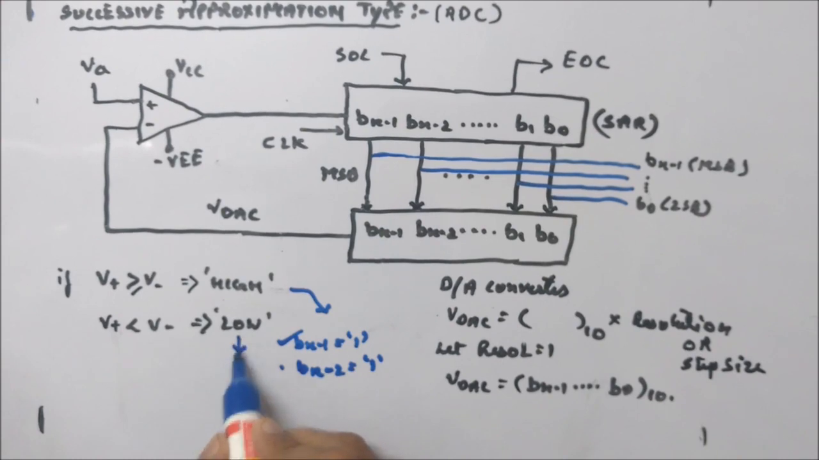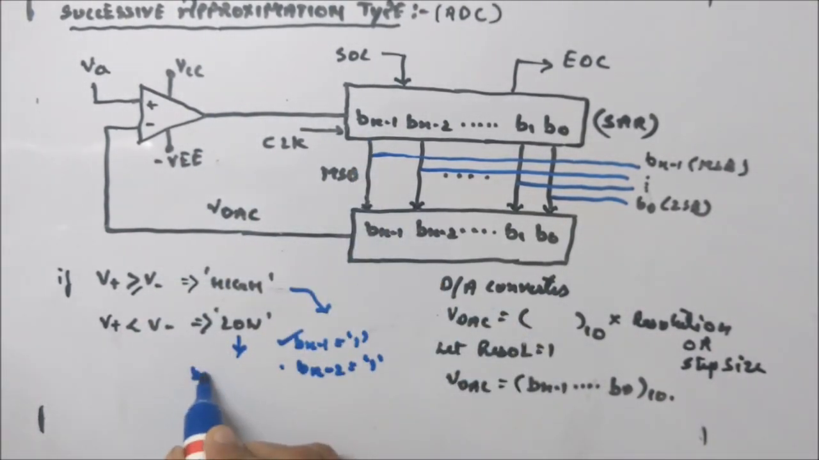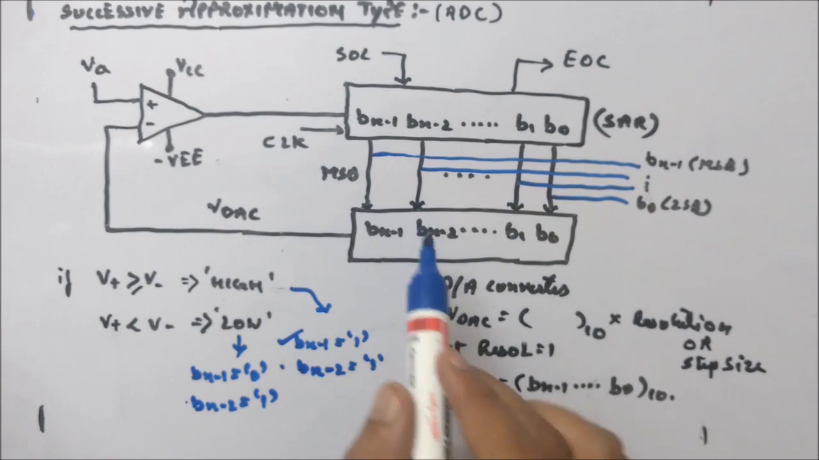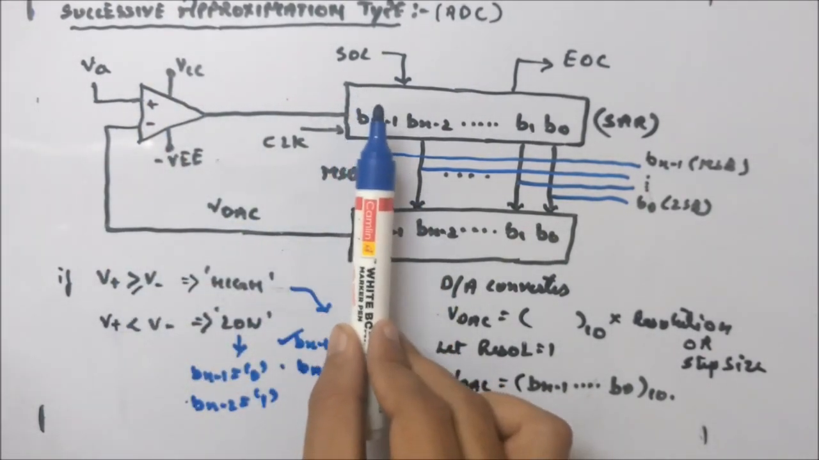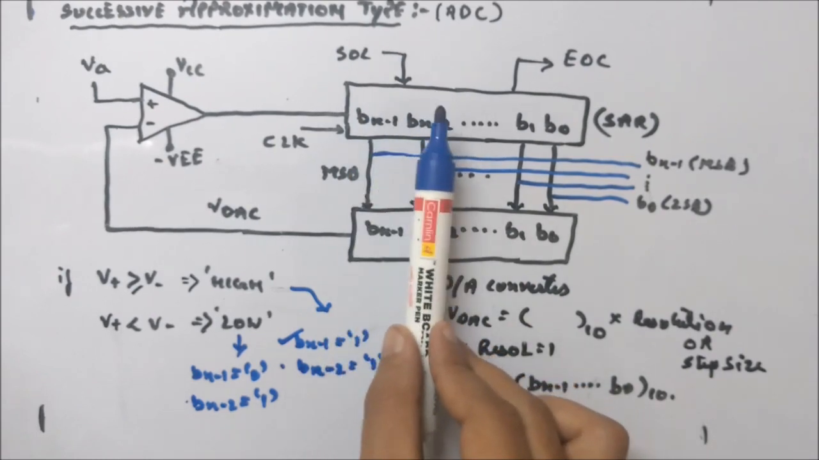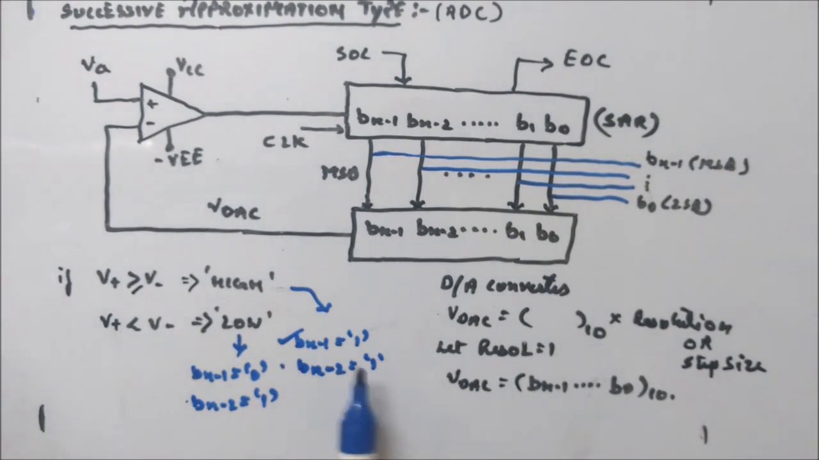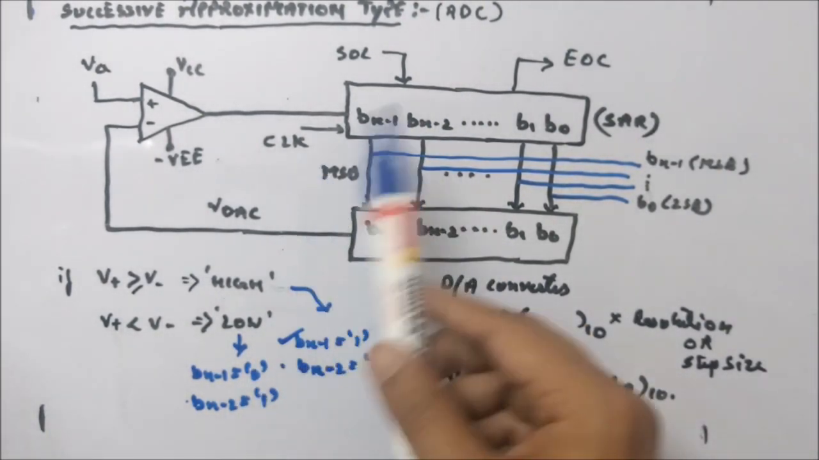Let's say you had a low output from the comparator. Then in that case Bn minus 1 will be set to 0, and the next bit, bit n minus 2, will be set to 1. Now this bit will be checked. So depending upon the output of the comparator, the particular bit is set, and the next bit is set to 1 just for checking whether it should be kept 1 or not.